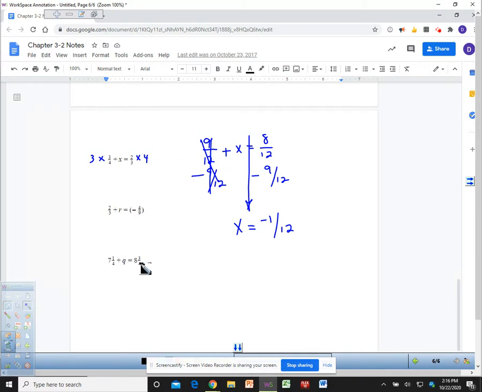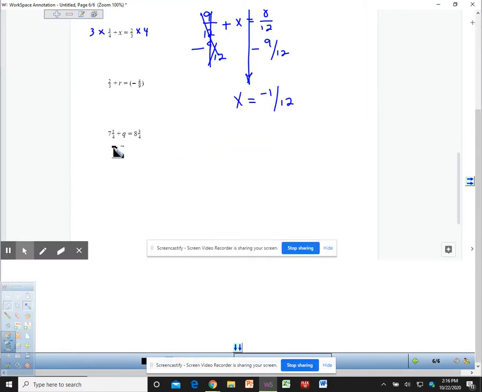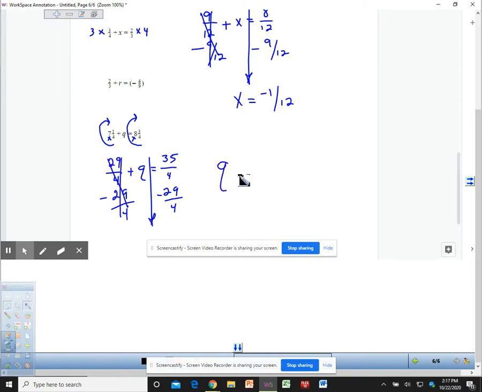Now when you get the problem with mixed numbers, if you remember, we're going to do the wheel method first. So you have 7 times 4 is 28, plus 1 is 29 over 4 plus q equals, we're going to do the wheel method over here. 8 times 4 is 32, plus 3 is 35 over 4. And now we can subtract 29 over 4 from both sides. These are going to cancel, and you're going to be left with q equaling 6 over 4, which we can simplify down to 3 over 2.